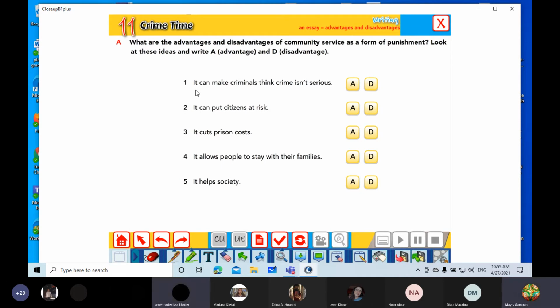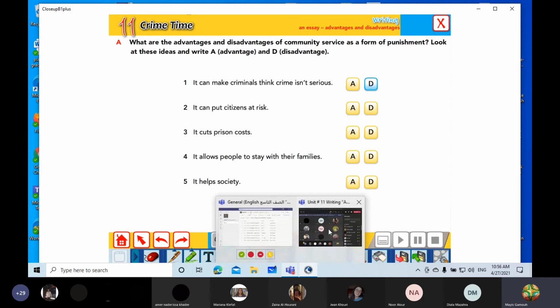Yes, teacher. It can make criminals think crime isn't serious. Mm, it's an advantage. How is it an advantage? It can make criminals think that a crime isn't serious. So they will make crimes again. So is it an advantage or a disadvantage? Disadvantage. Yes, it's a disadvantage, dear. Thank you. Let's go to number 2 in here. And I'll have Yusuf.